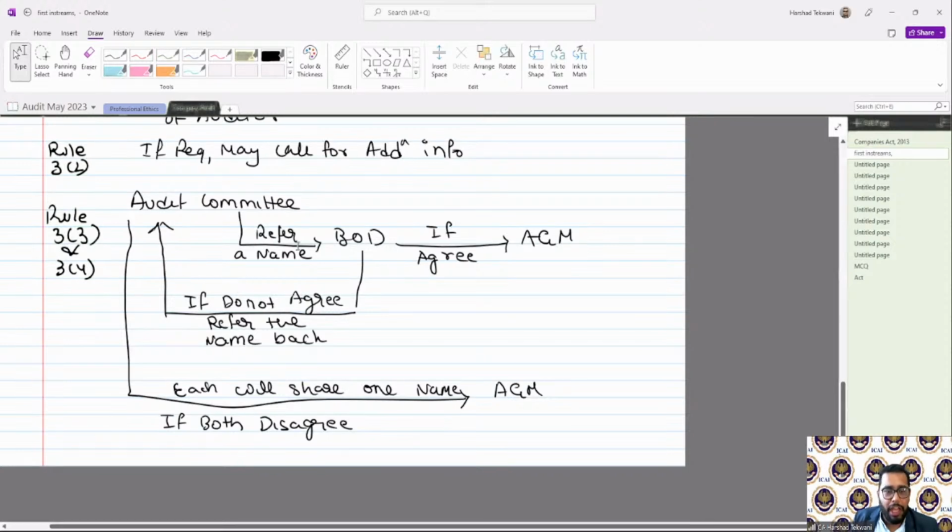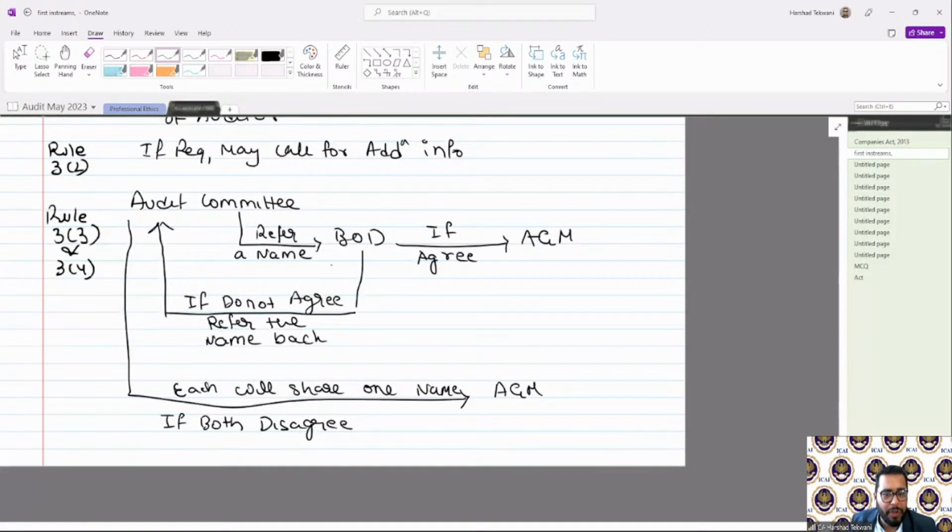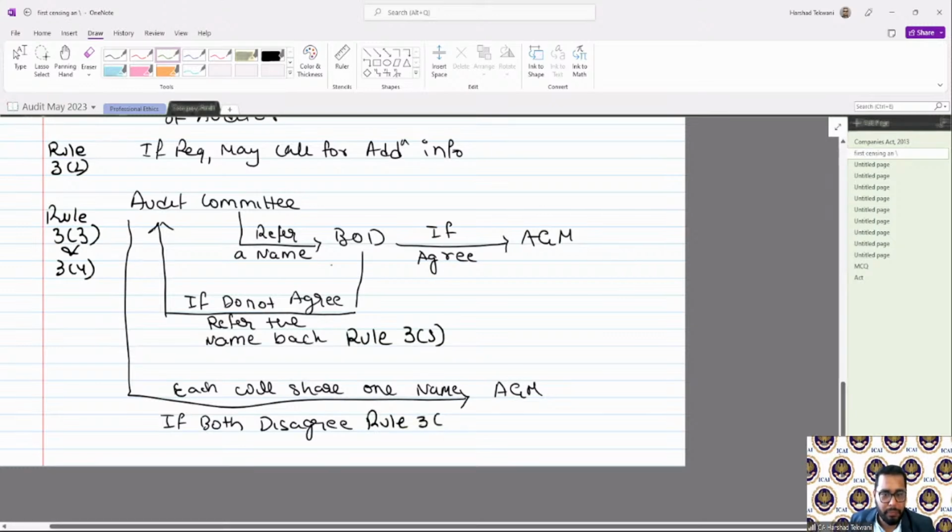Now, if the board of directors does not agree, then they will refer the name back. They have the power to refer it back in Rule 3.5. If they both disagree, then the audit committee has the power to give its suggestion in Rule 3.6, that they will provide a name in the AGM. In the same way, one name will be provided by the board of directors. That is Rule 3.6.